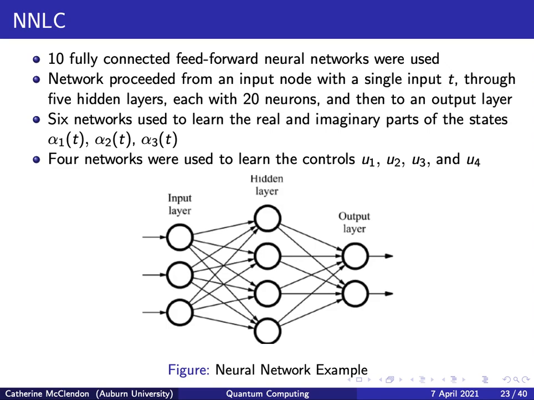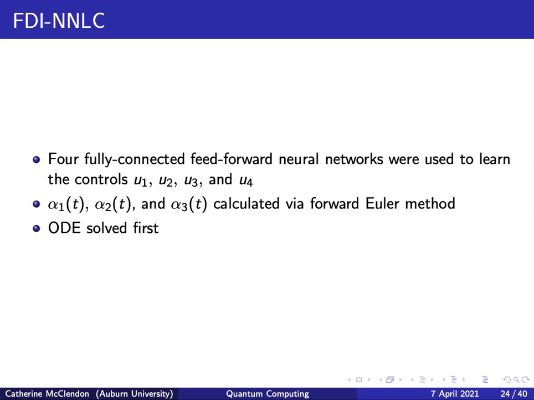We can compare this approach with the finite difference approach, in which only 4 feed-forward neural networks were used to learn the controls. And the alpha 1, alpha 2, and alpha 3 were calculated not with the neural network this time, but with the forward Euler method. The key difference in this approach was that the differential equation was solved first before going to the neural network. Instead of using the neural network to solve the differential equation, it was solved using the Euler method.